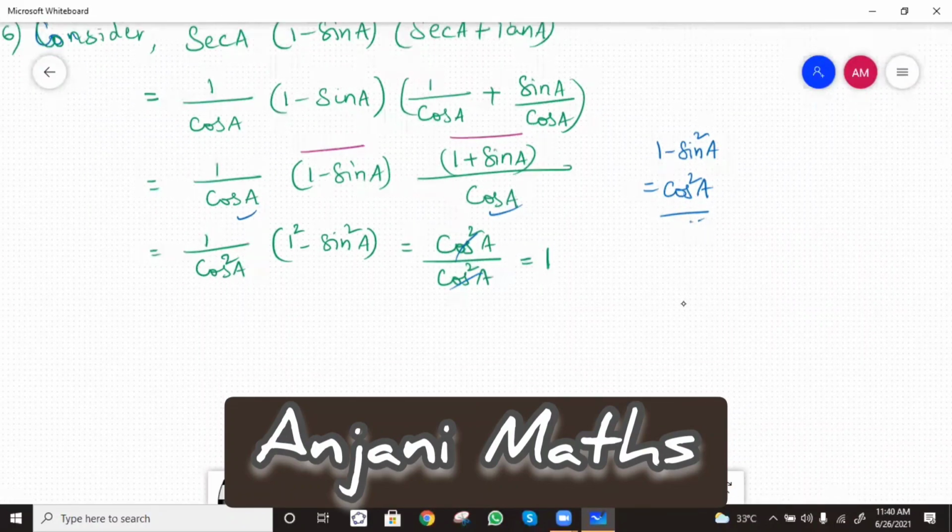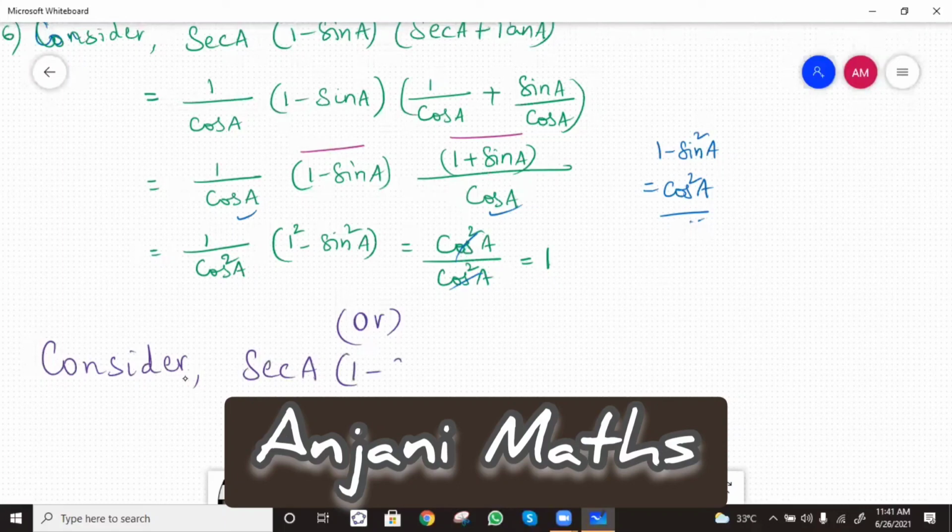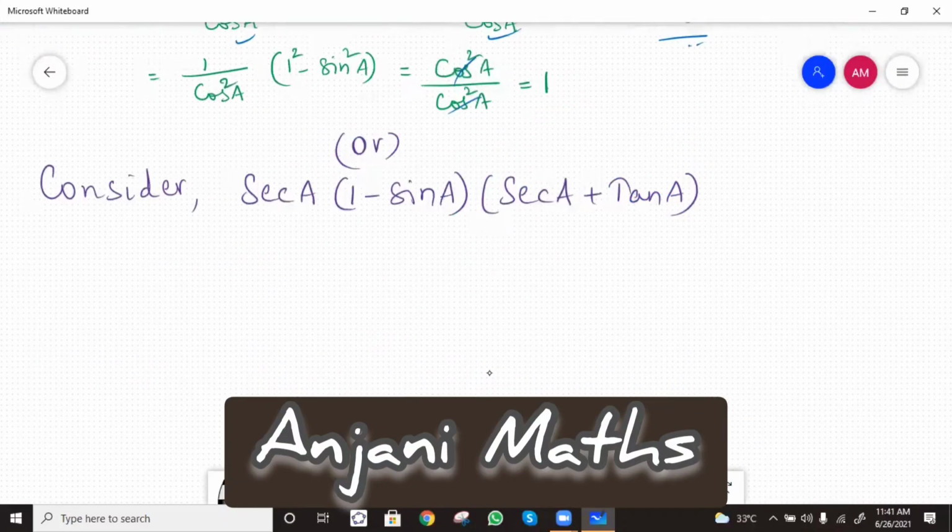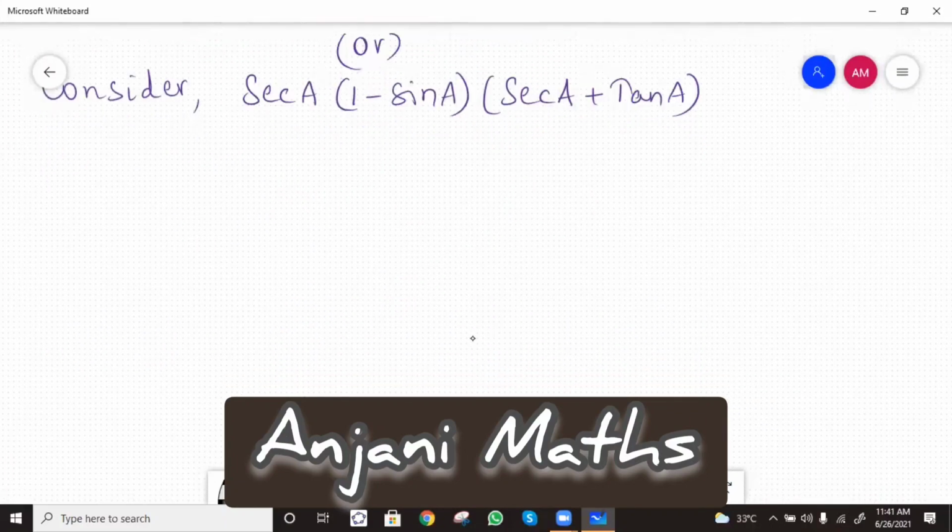Let us solve this problem in another method by using a different identity. So consider what we have: secant A into 1 minus sin A into secant A plus tan A. Which identity did we use in the first method? We used the first identity. Let us see the second method.